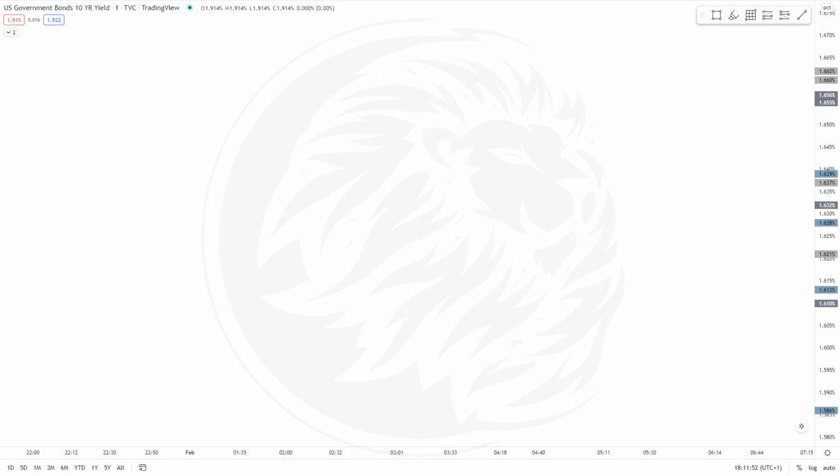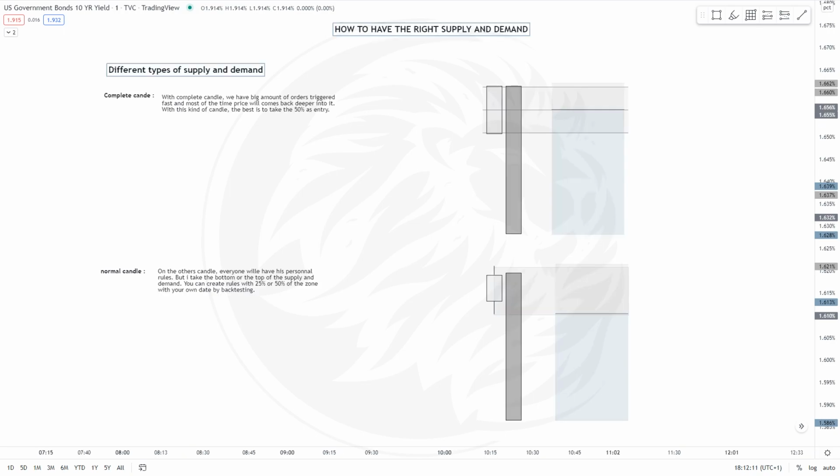The second part of the video is the buy to sell and the sell to buy wick. And the third part of the video will be the decisional order block and the extreme order block. So firstly, I'm going to go through the complete and the normal candle.